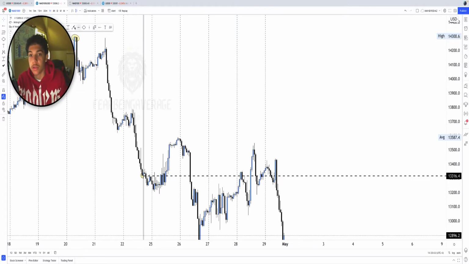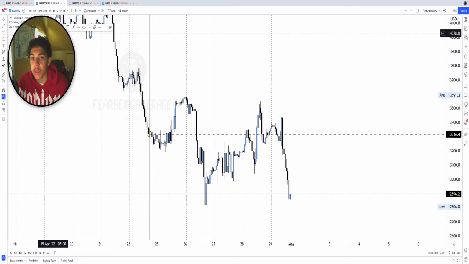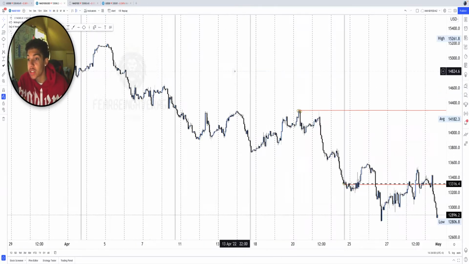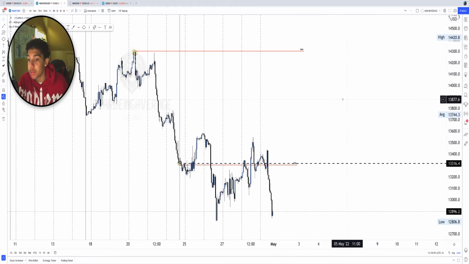Matter of fact, I'm not even going to use that. Let me use the regular line. Previous week's high. Then we got the previous week's low. It's a similar thing to what we do with the daily time frame. We have the previous day high and previous day's low because it's the same thing. You guys got to understand that these markets are very fractal and they move very similar. It doesn't matter what time frame you're on, because the market moves the same way.